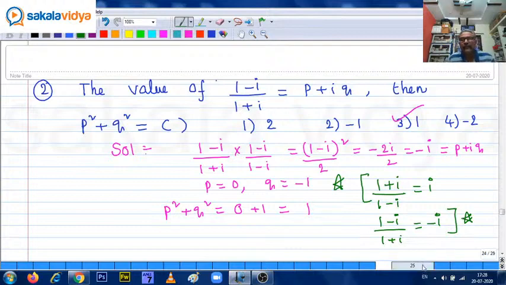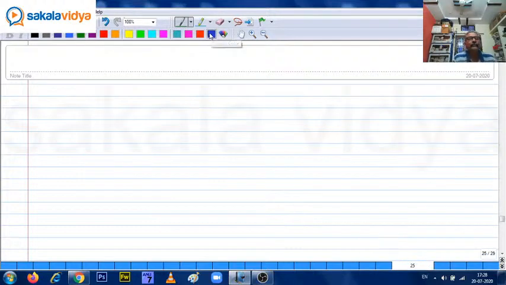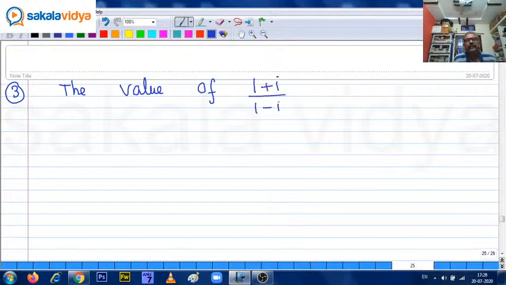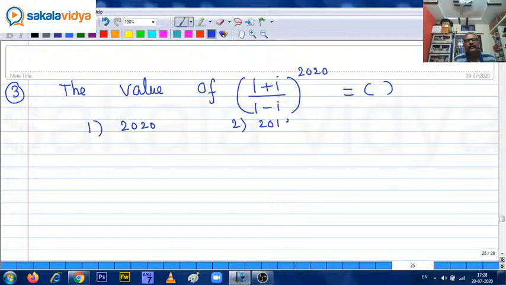Okay, now I give one question, you try to solve it. Third: the value of ((1 plus i) by (1 minus i)) whole to the power of 2020 equals: first option 2020, second option 2019, third option i, fourth option +1.